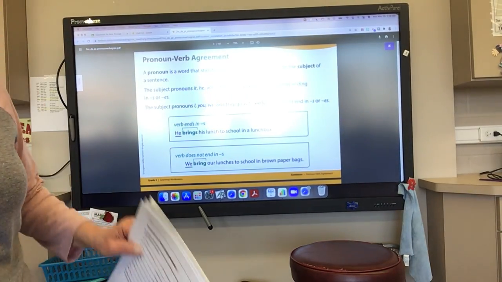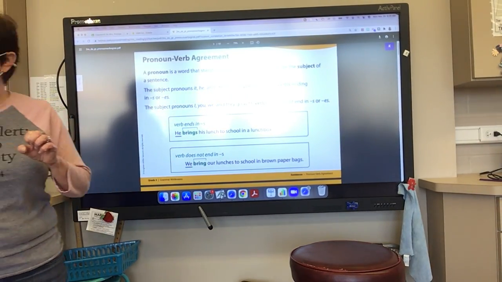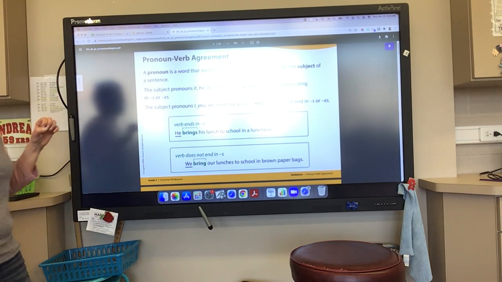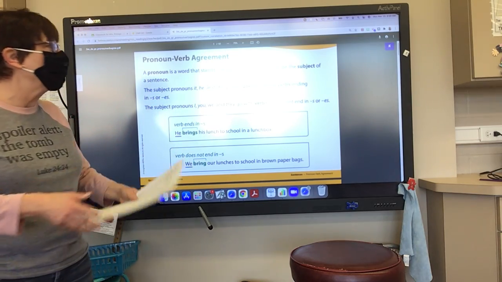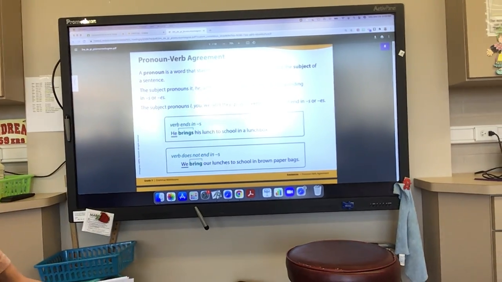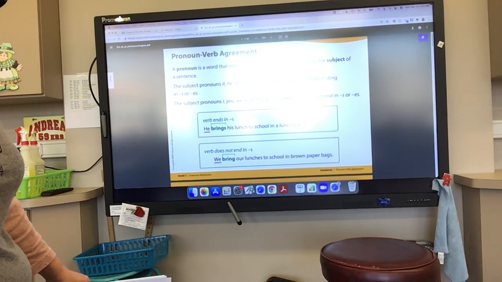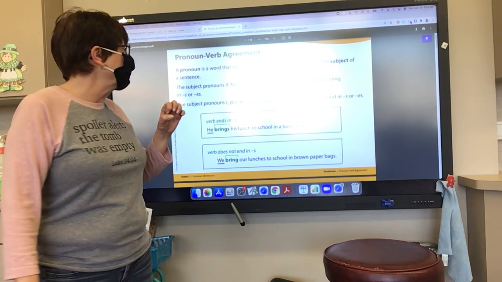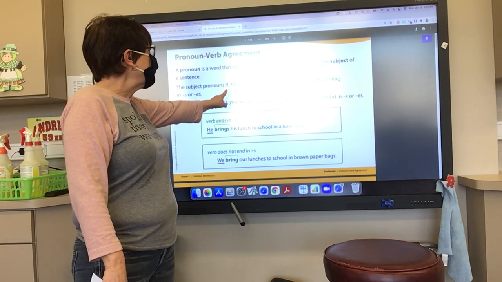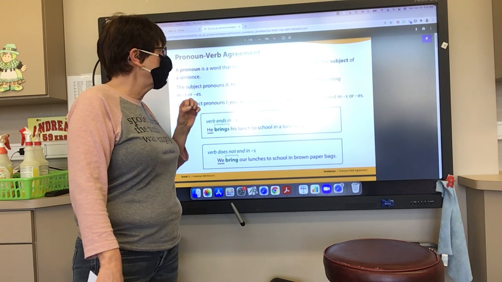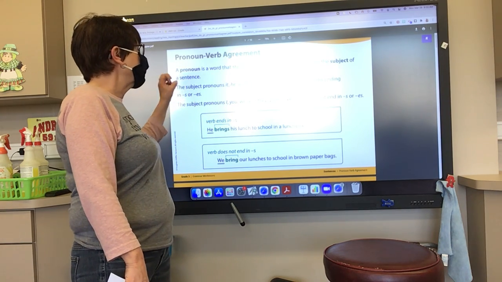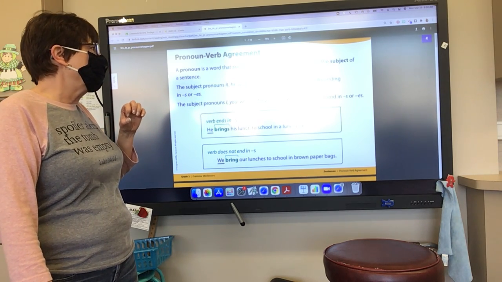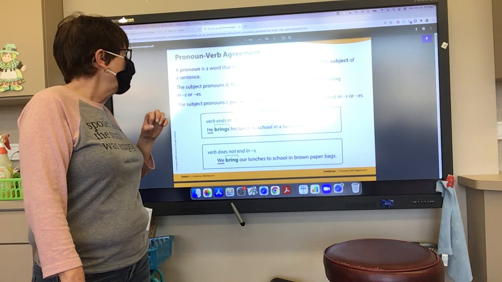Okay, boys and girls, we're going to review our rules about pronoun and verb agreement. So first off, let's remember a pronoun is a word that stands in for a noun. A pronoun can be the subject of a sentence. The subject pronouns, now these would be the pronouns we use in the subject of a sentence. Those are it, he, and she, and they go with present tense verbs ending in s or es. The subject pronouns I, you, we, and they go with verbs that do not end in s or es.